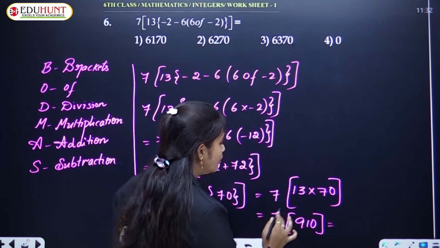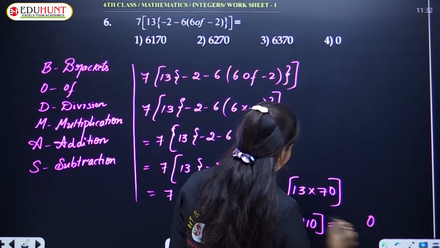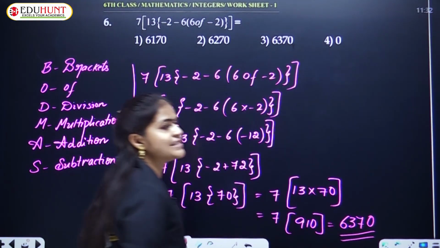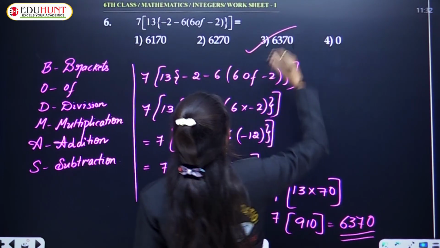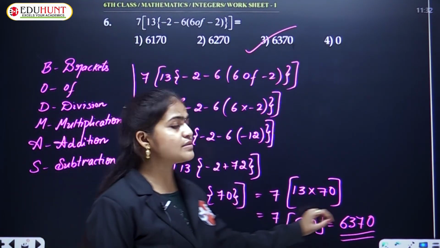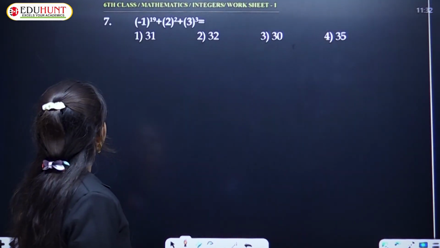Which equals 7 into 910, which equals 7 9s are 63. So finally, what is the answer here? The answer is 6370. So which option is correct here? Option 3 satisfies 6370. Clear? Yes. Next, 7th question.